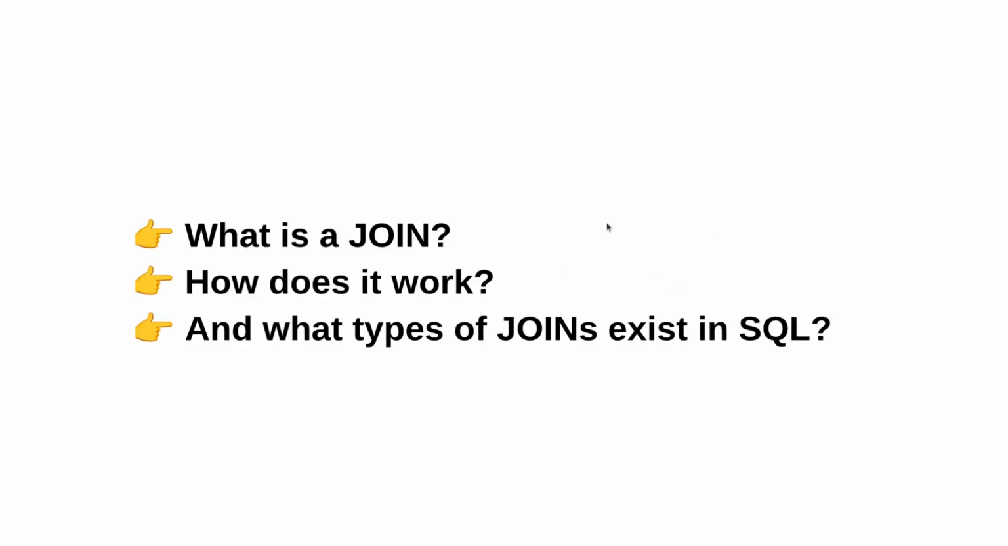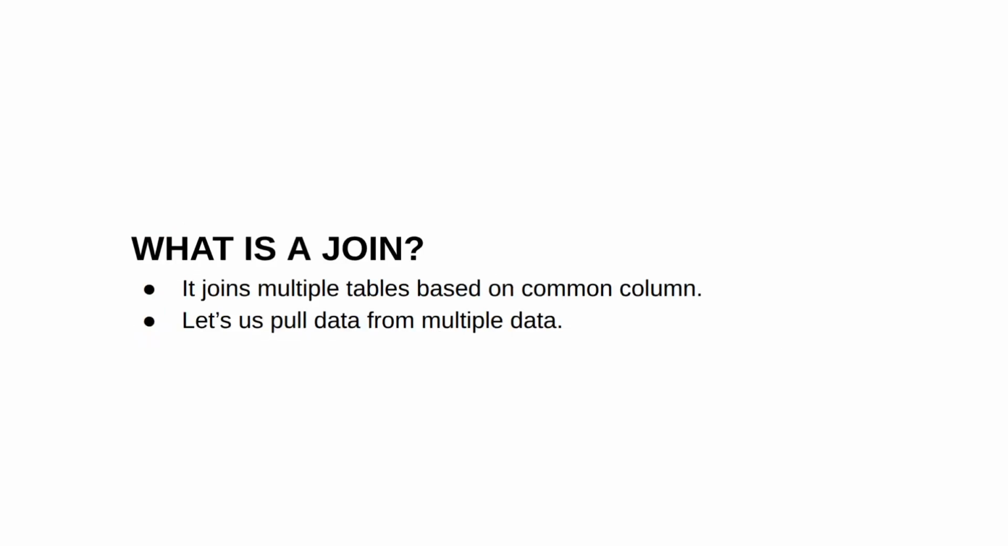But before we jump into the practical example, let's first understand what is join, how does it work, and what type of joins exist in SQL. So let's get started. What is join? In a relational database, data is usually stored across multiple tables. For example, customer details might be in one table and payment records in another. A join lets us pull that related data together. It's like connecting the dots between those two tables using shared columns, typically the primary key or foreign keys.